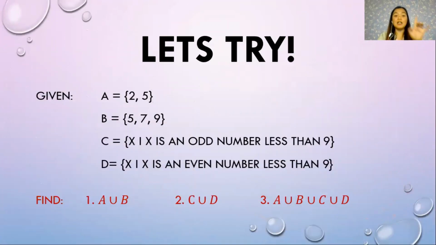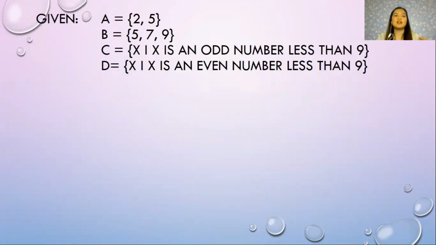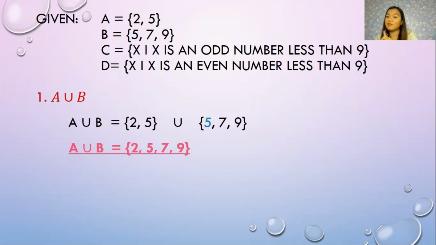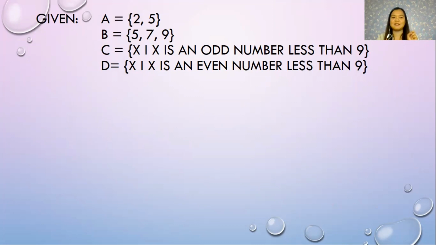Okay. Let's try. So, given, take note of the given, then find the following. Number 1, A union B. Okay. So, substituting the values of the elements in A, you have 2, 5. Union with the elements of B, which is 5, 7, 9. So, if we are going to write them, naulit yung 5, kaya i-disregard na natin siya. So, 2, 5, 7, 9. Yan na yung union of A and B.